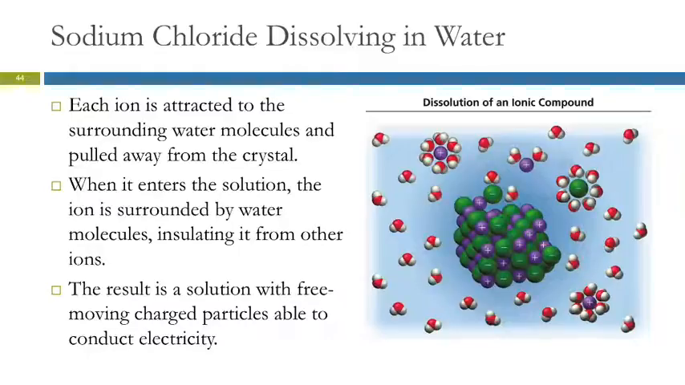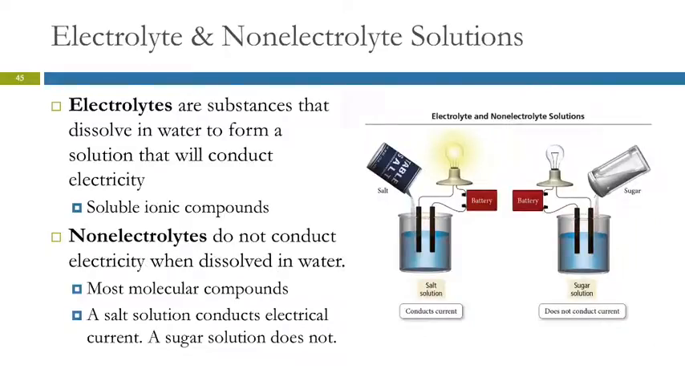Electricity is the flow of electrons. In order for a liquid to conduct electricity, there has to be some means of transporting electrons. And these ions are the transport for the electrons. So this is considered an electrolyte solution.